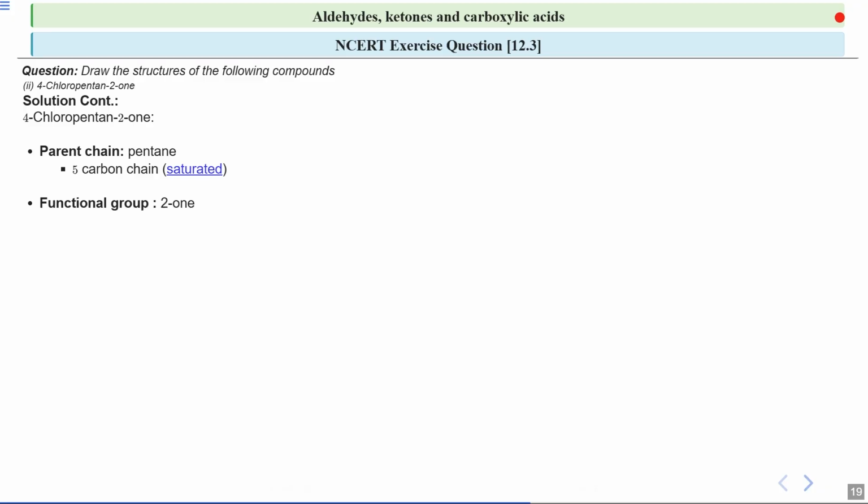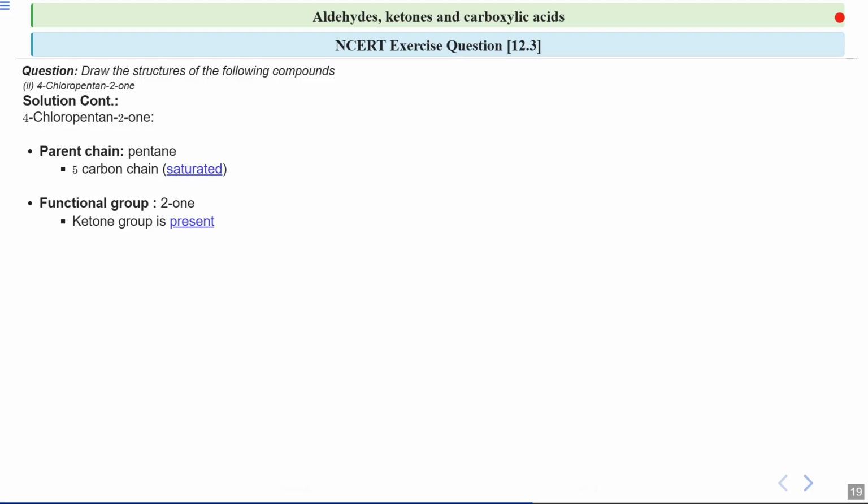Next, we will look at the functional group, which is 2-one. This ending, "one", tells us that this is a ketone. This means that a ketone group is attached to the second carbon in the chain. So this 2 over here represents that the ketone is attached to the second carbon in the chain.